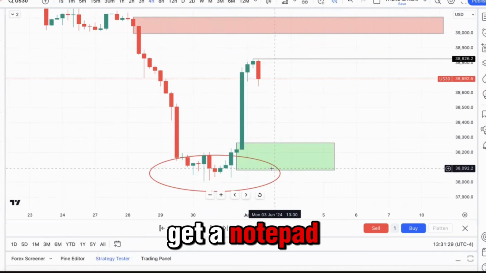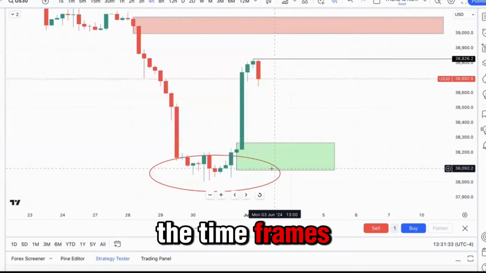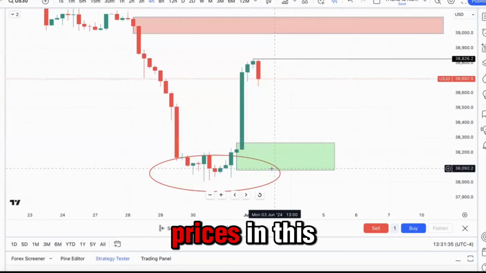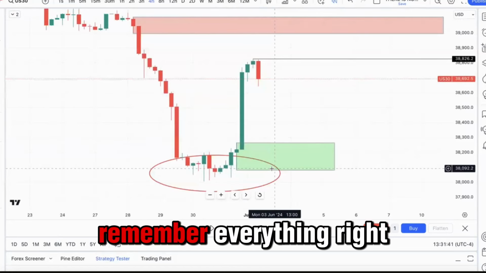Get a notepad, get a journal, write it down. Write down the time frames. The daily time frame says this, price is in this area, price is going in this direction. And as you continue down to the smaller time frame, remember everything, right?